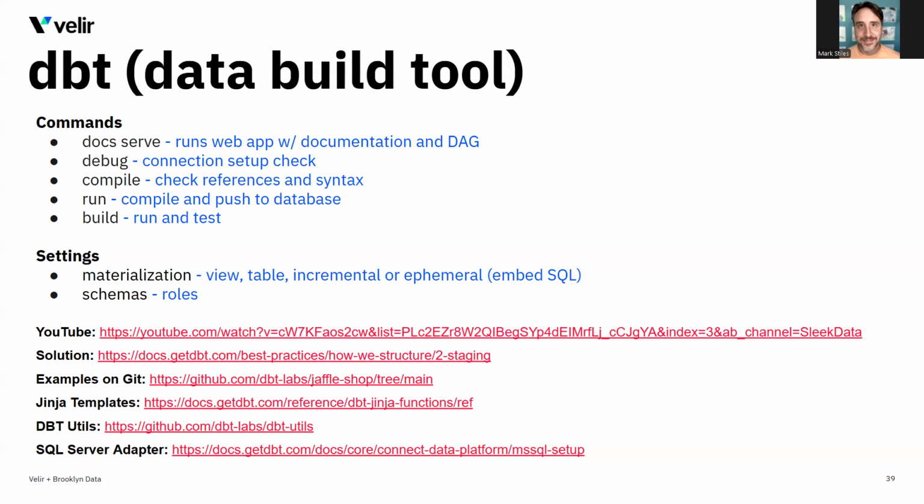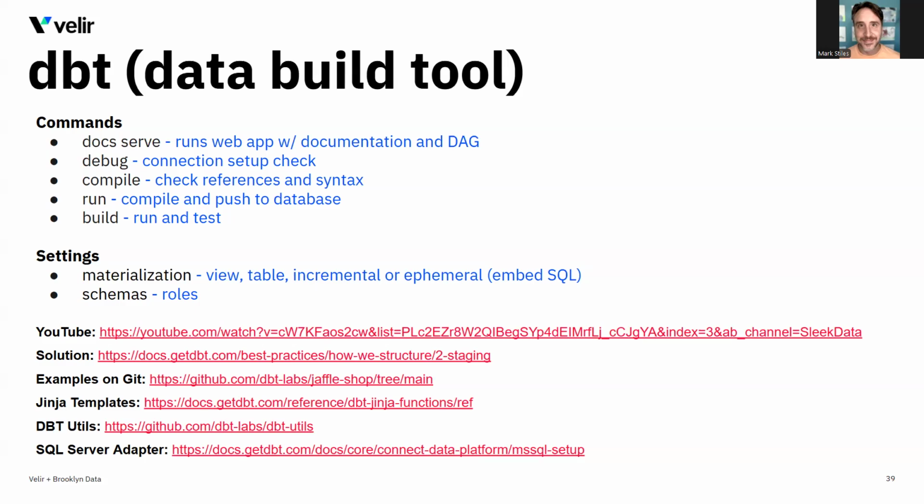Debug is just a check for your connections. It'll test to make sure the connection to the database, your username, and your password work before it tries to do anything else. It's kind of like a pre-flight check. Then there's compile. Compile is really a reference check. It's kind of similar to what we do when we do .NET compiling, but it's really just a syntax check.